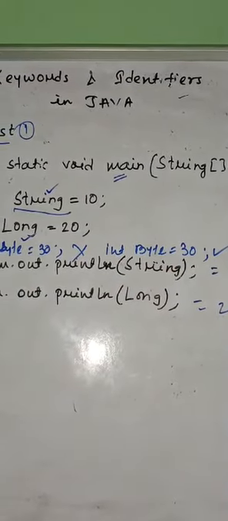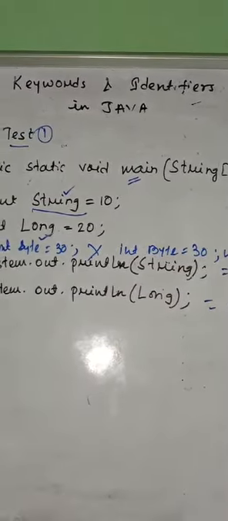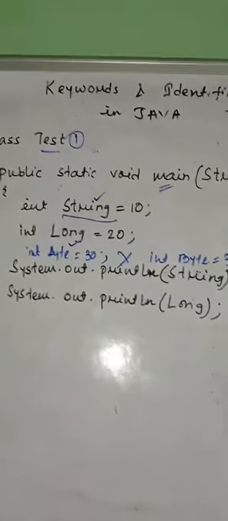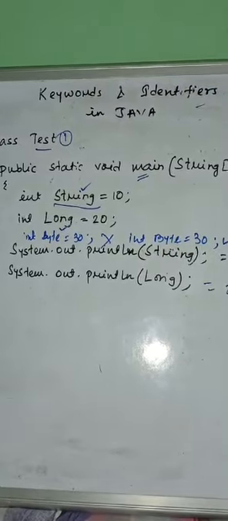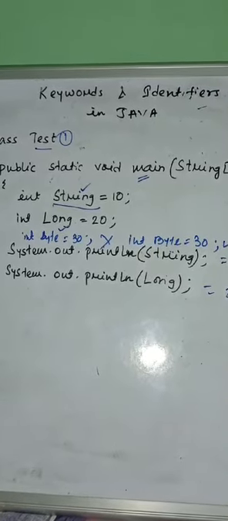Clear? So any reserved word is known as a keyword, and the name of the variable or class, which is unique, is known as an identifier. Okay. Thank you.